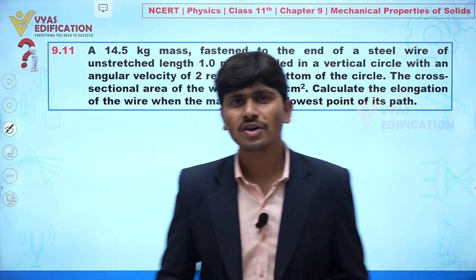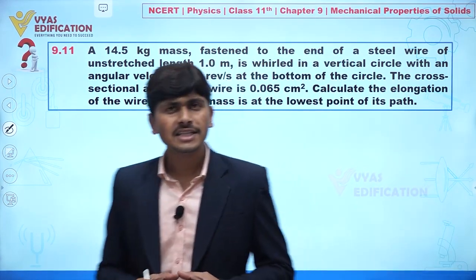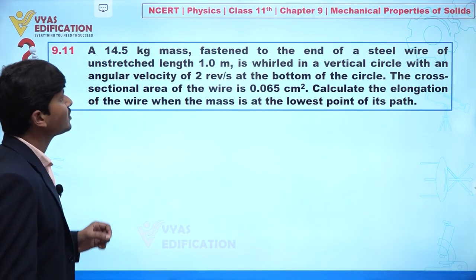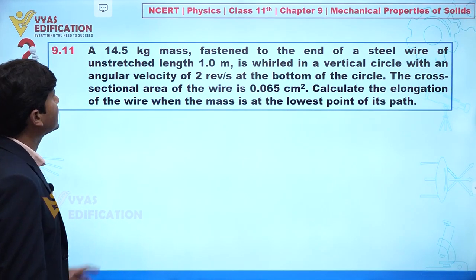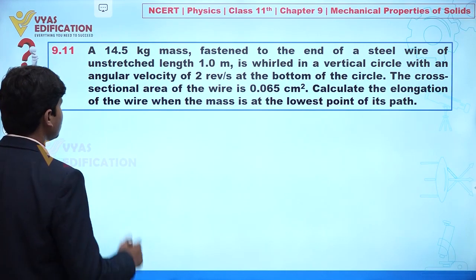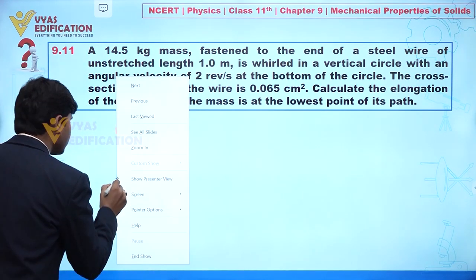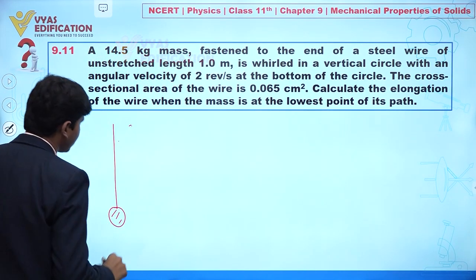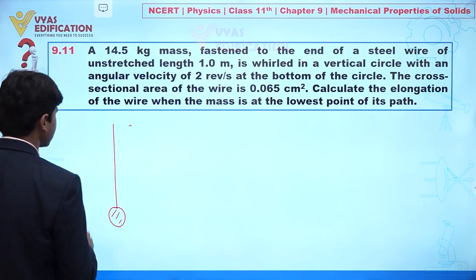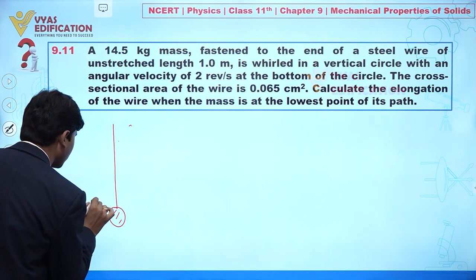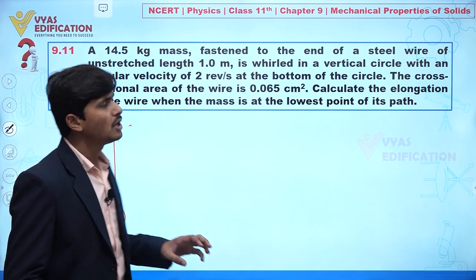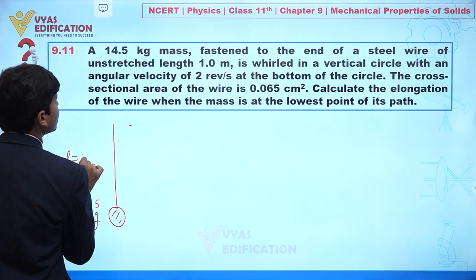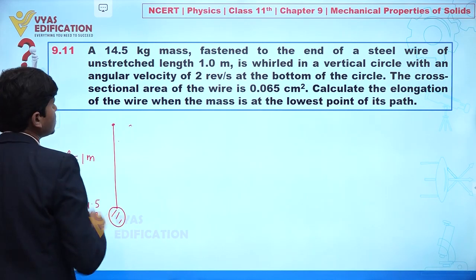Now student, we are going to solve question number 9.11, and in this question it is given to you a 14.5 kilogram mass fastened to the end of a steel wire of an unstretched length 1 meter. So let's suppose I am drawing one diagram. Let's suppose we have a 14.5 kg mass. It is fastened to the end of a steel wire having length L, which is equal to 1 meter. So the length of this steel wire is also given.